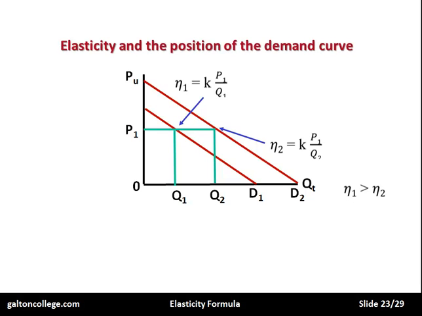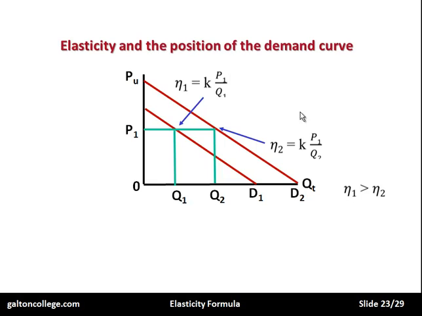Elasticity 1, eta 1, this formula up here: eta 1 is equal to K times the price quantity ratio, P1 over Q1. So the elasticity here is P1 over Q1 times K. We can just say K is a constant. And over here, the elasticity is P1 over Q2.